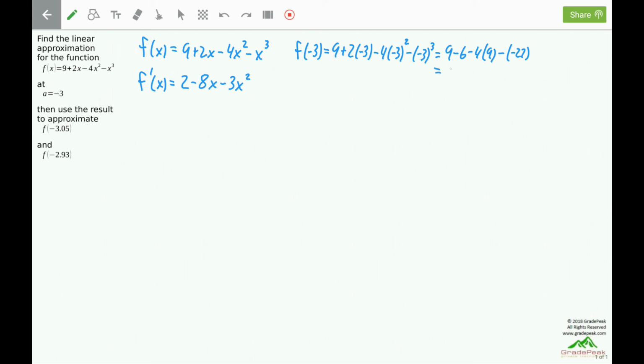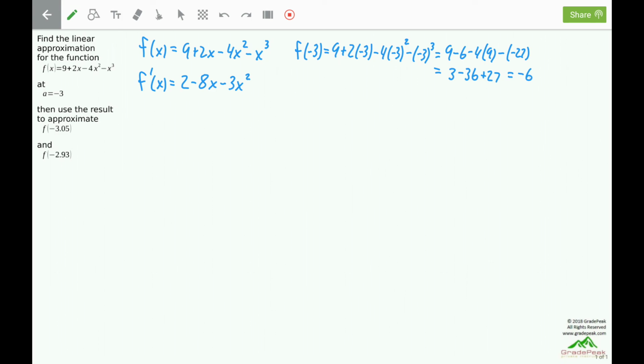This will give 9 minus 6, which is a 3, minus 4 times 9 is a minus 36, and then minus a negative 27 is plus 27. 3 minus 36 is negative 33, plus 27 is negative 6.